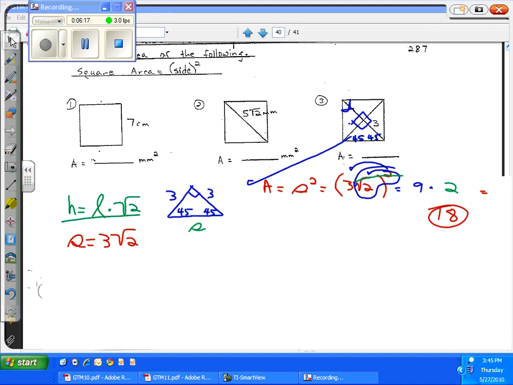Okay, area of a square is side squared. When you draw diagonals in squares, you get 45, 45, 90 triangles. Okay.